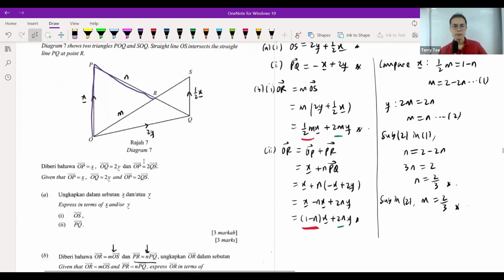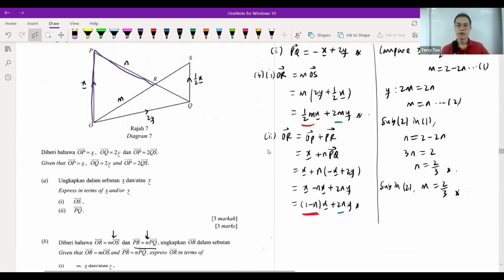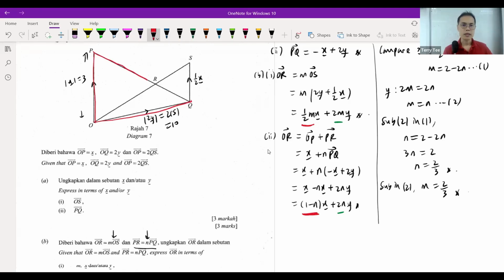Okay, let's go back to the diagram. Magnitude of x is 3, magnitude y is 5. If you look at the diagram, this is the magnitude of x. Maybe I label here, magnitude of x is now 3, so this is 3 units. Let's forget about the rest. Magnitude of 2y: 1y is 5 units, 2y is 10 units. So what we have here is a triangle, and we are supposed to find the magnitude of PQ.